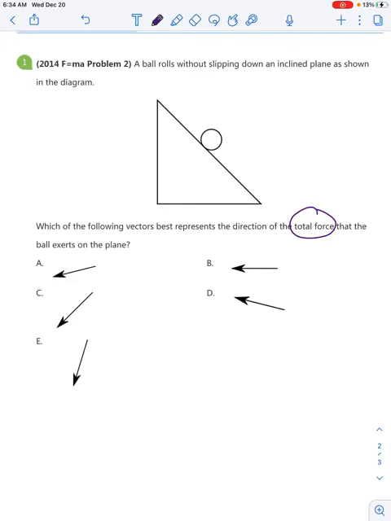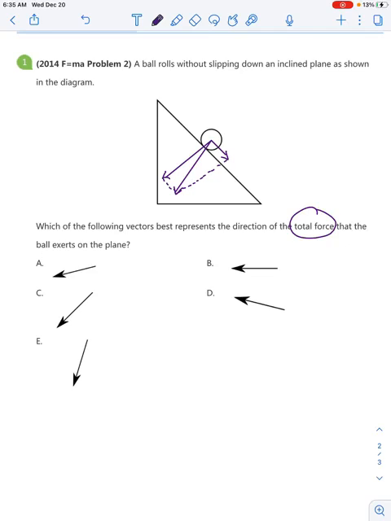The first one: the ball is rolling without slipping down an inclined plane, so we must have a friction that is parallel to the inclined plane. And then there will also be a normal force, which will be like this. Usually the normal force should be quite large, because the friction is a multiple of the normal force. Now if we combine them using vector combination, this is how the total force is going to look.